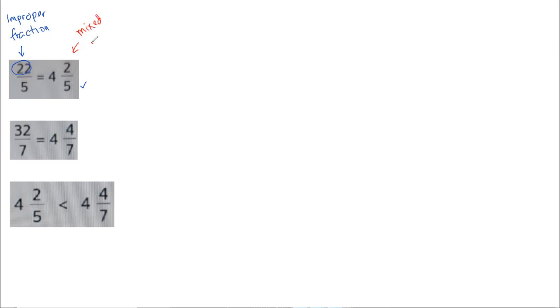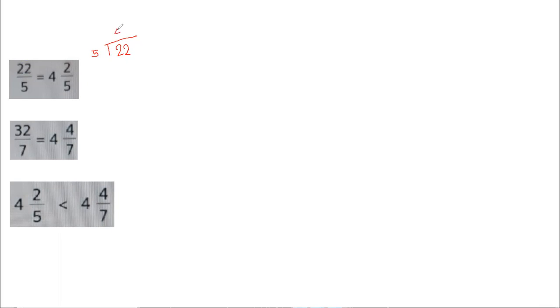It's called a mixed number because it has a whole number and it also has a fraction. So in this particular equation, you have an improper fraction converted into a mixed number. And how do we do that? Basically you have 22, the numerator, and you divide it by the denominator, which is 5.